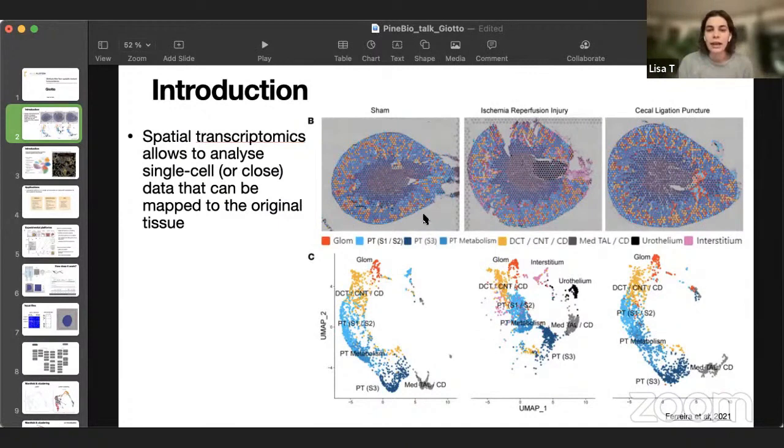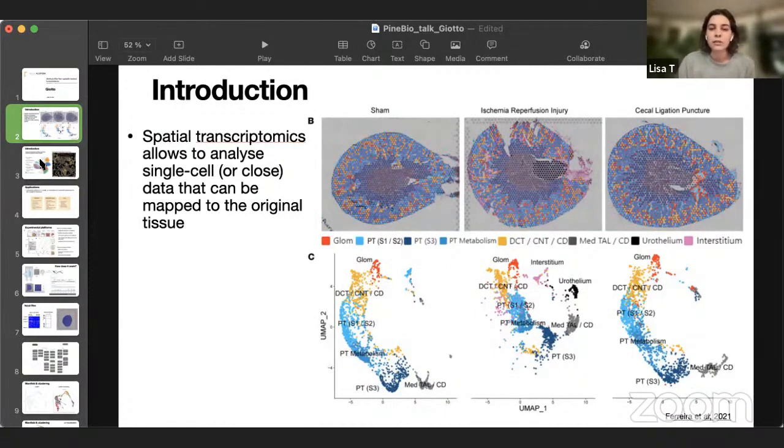And we can see that, for example, our cortex is comprised of a mixture of different cells that are located here, the glomerular or the collecting ducts. And our other cells, for example, proximal tubule cells, this third segment is located here. It's pretty much all the outer medulla is comprised only of this type of cell.